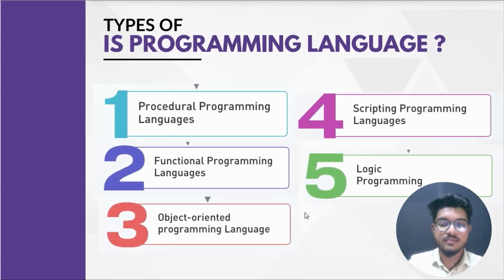These are the 5 different types of programming languages: procedural programming, functional programming, object-oriented programming, scripting, and logic. JavaScript falls in the category of scripting programming language and object-oriented programming language. It also supports functions, but most importantly, it also supports OOPS concepts, object-oriented programming concepts. I hope that is very clear for you.